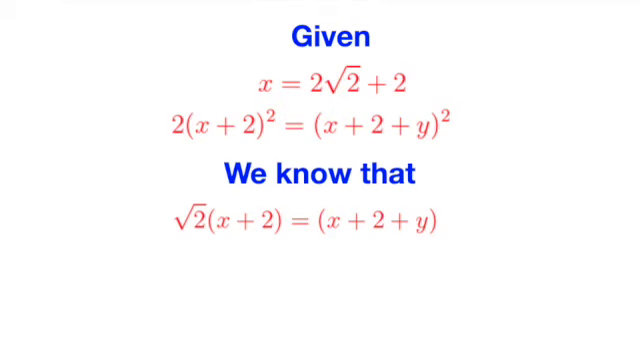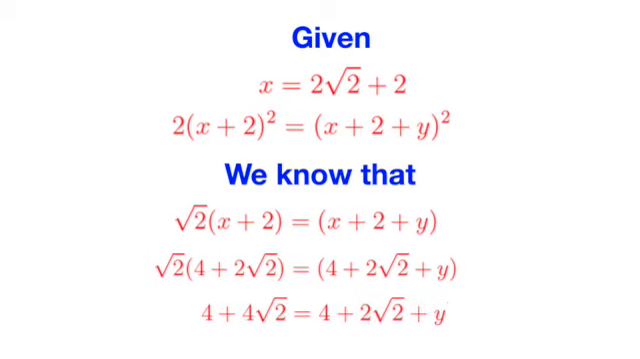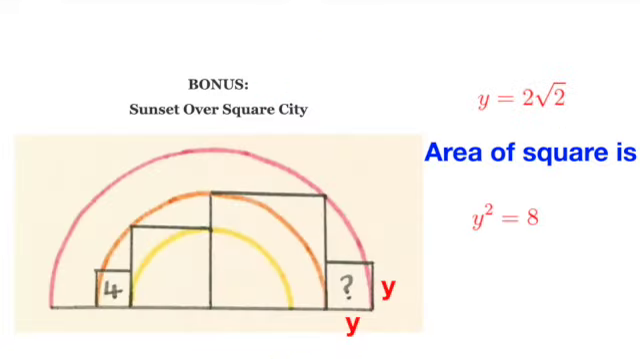We could then equate the two expressions and take square root to get square root 2 times (x plus 2) equals x plus 2 plus y. Remember that we have gotten the value of x from earlier? Well, substituting the value of x as 2 plus 2 square root 2 allows us to get the following expression, of which we could expand the bracket and subsequently solve for the value of y, which is 2 times square root 2. Finally, to obtain the area of the square, we just square 2 times square root 2 to get 8, which is the answer we seek.